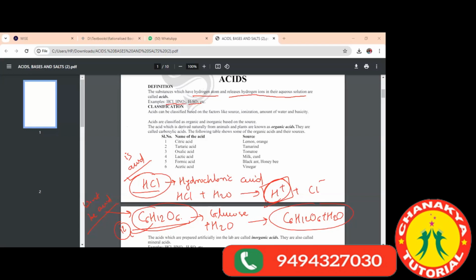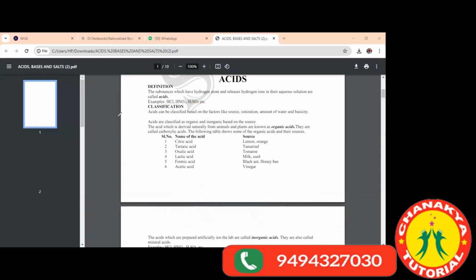Most of the time in your examination, such kinds of questions are asked. Though glucose has 12 hydrogen atoms, it cannot be considered as an acid. Explain why. So why is it not? Because in its aqueous solution, it does not release H plus ion. Understand? And hence we cannot consider it as an acid. Clear? About the definition of acid, and these are the examples: HCl, HNO3, H2SO4.